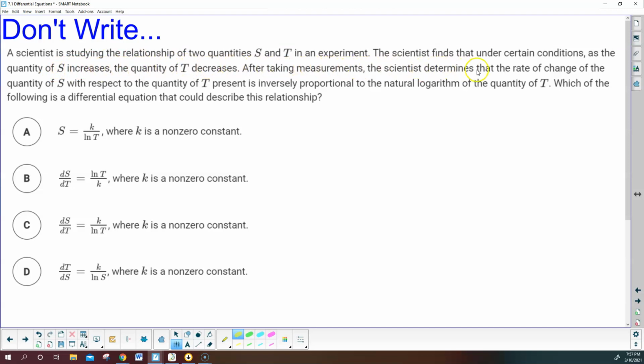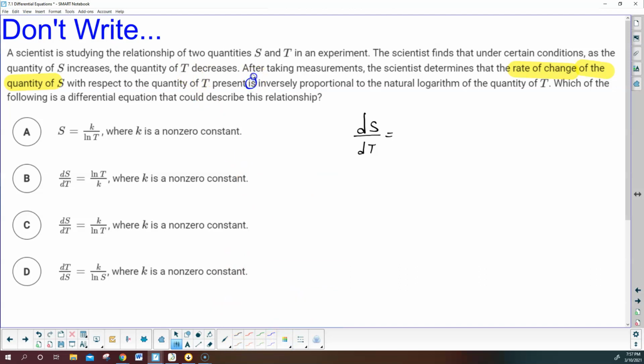After taking measurements, the scientist determines that the rate of change, there it is, that's the derivative. So the rate of change of the quantity S, let's write that right away. As soon as I see the rate of change, I'm thinking derivative. Well, what is it? It's the derivative of capital S with respect to quantity T, so dT, right? And they use a capital T here, so that's why I'm putting a capital T here. So this rate of change stands for derivative, and that's where I got this information from.